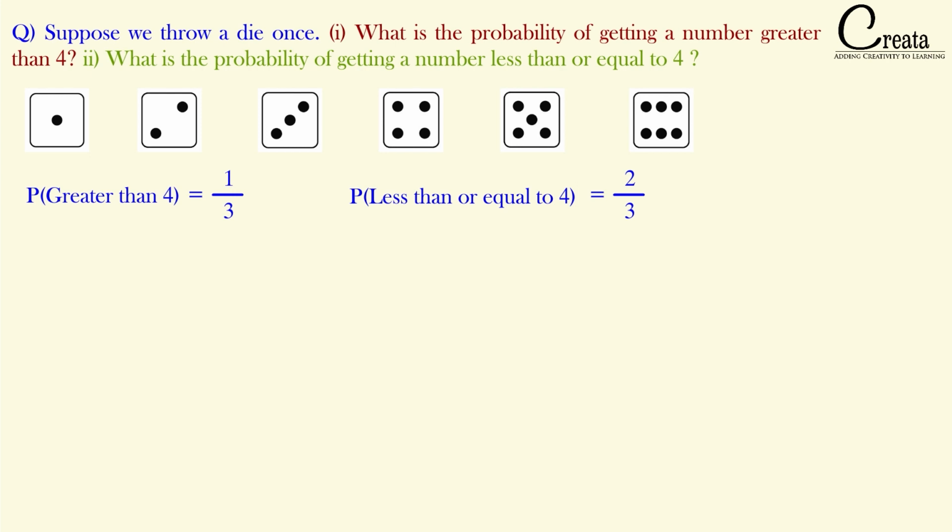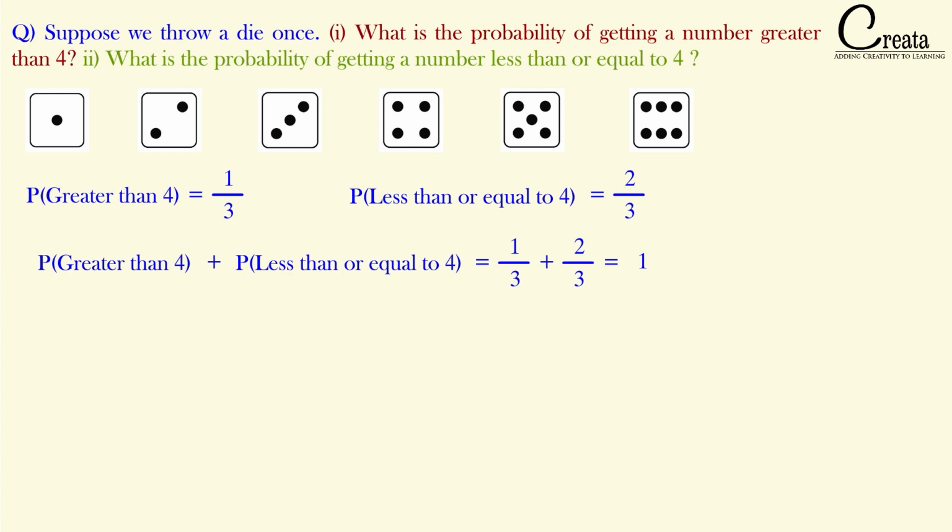Here in the first case, we have calculated the probability of getting a number greater than 4, and in the second case we have calculated the probability of getting a number less than or equal to 4. So if we add both probabilities, that is 1 by 3 plus 2 by 3, we get 1. So the addition of both of these events is 1.